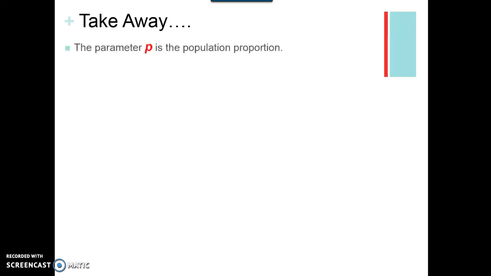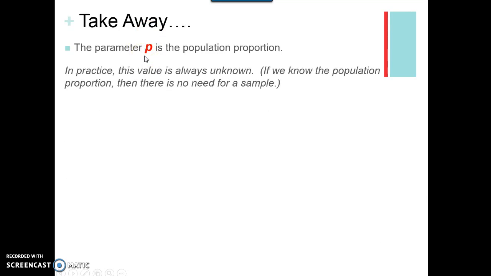Okay, just a quick summary. Number 1, the parameter p is the population proportion. In practice, this value is usually unknown. If we know the population proportion, there's really no need for a sample.